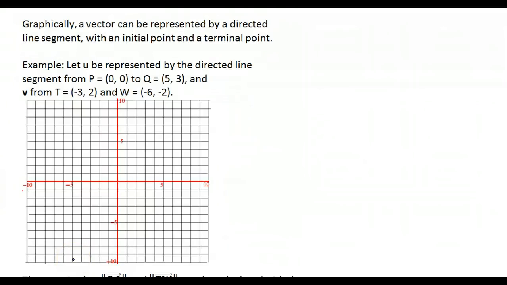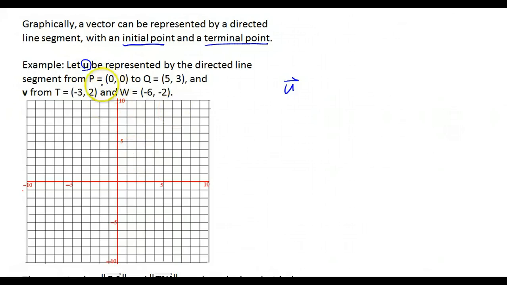Okay, we can represent vectors graphically with a directed line segment, and every vector has an initial point and a terminal point, and you have to know which is which. So let's let vector u, and you notice that it's a small bold typeface letter, so that means it's a vector. If you're writing it by hand, you would do u with a little arrow over it. But if you're typing, you do a small bold.